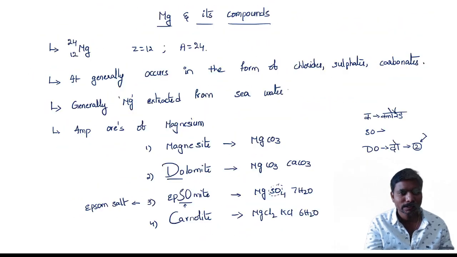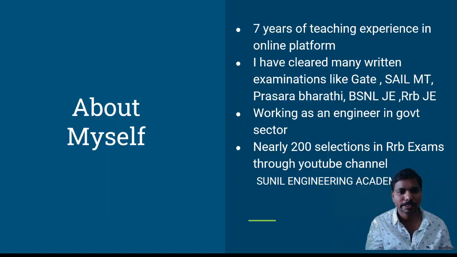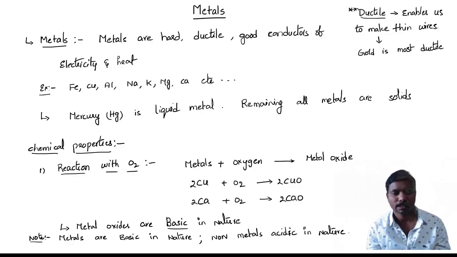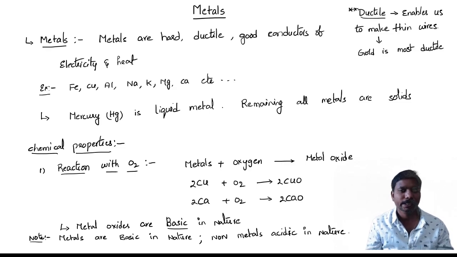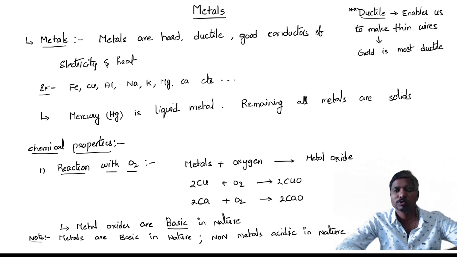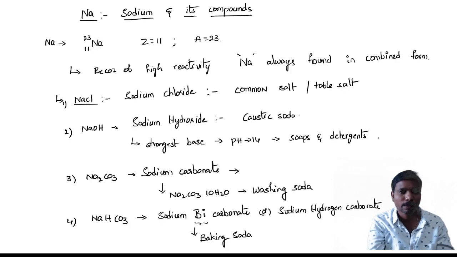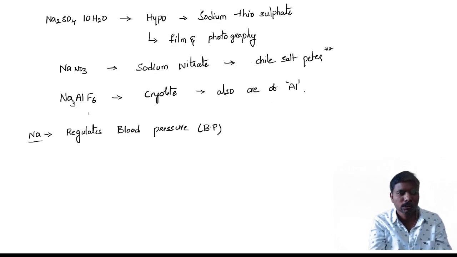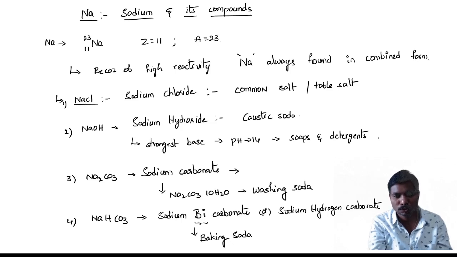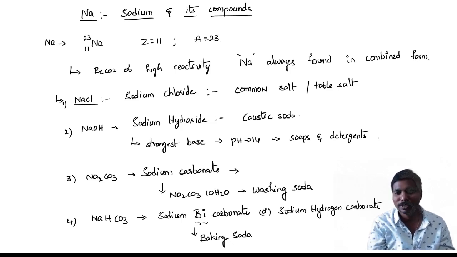So once again, guys, coming to the metals. Metals are hard, ductile, and good conductors of electricity and also heat. What is meant by ductile? It enables us to make very thin wires. Gold is the most ductile element. And those chemical properties, and sodium and its compounds: baking soda, washing soda, caustic soda. Here we can simply get the idea: soda belongs to sodium.